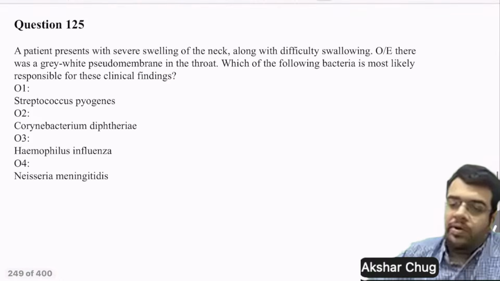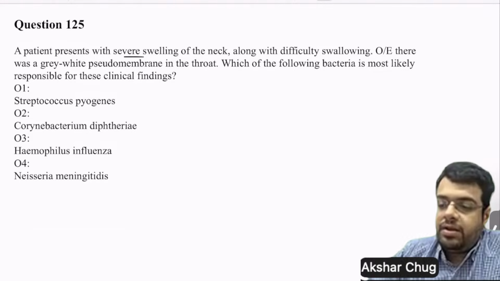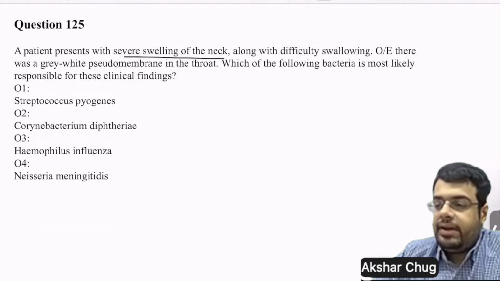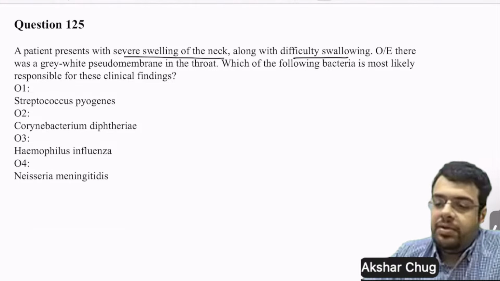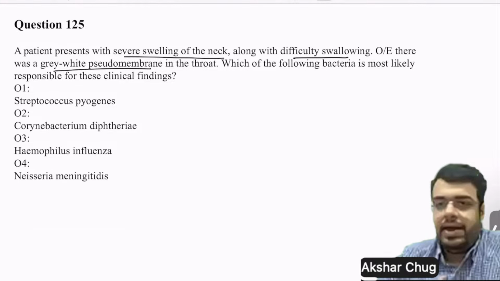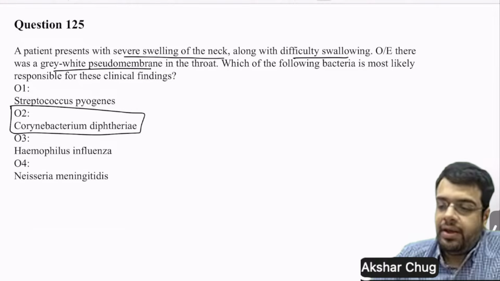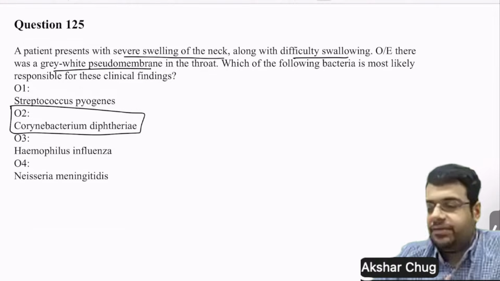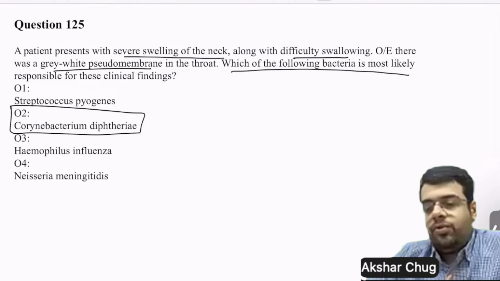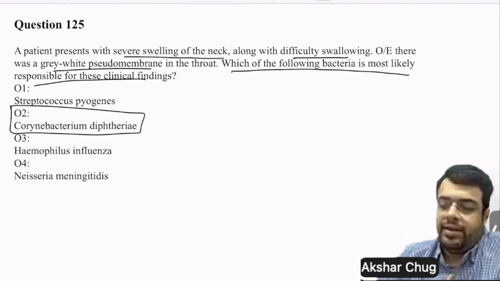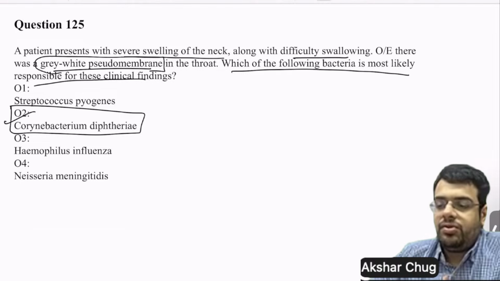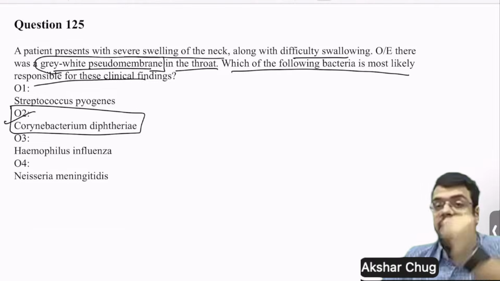Question 125. Patient presents with severe swelling of the neck along with difficulty in swallowing. On examination, there was a grayish-white pseudomembrane. Again, this is a buzzword. This is a giveaway for Corynebacterium diphtheriae. Also, let's read the question further. Which of the following bacteria is most likely responsible for the clinical findings? So, Corynebacterium diphtheriae is the answer here because gray-white pseudomembrane in the throat is the classical buzzword.